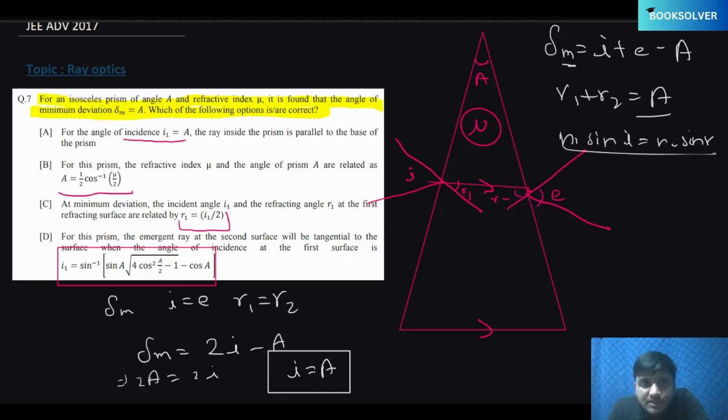This is our first option, saying that when the angle of incidence is equal to A, the ray inside the prism will be parallel to the base of the prism. This is absolutely correct, because I have told you that at the angle of minimum deviation, this line is parallel to the baseline. So we can mark our option as correct.